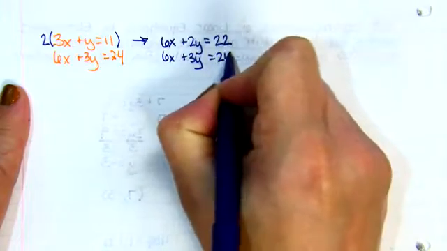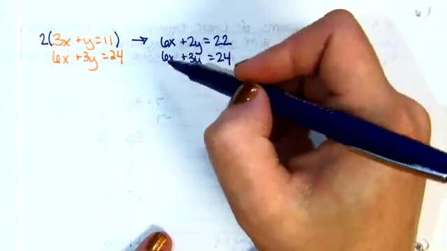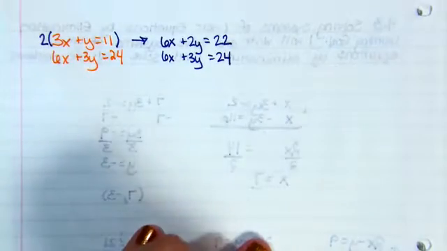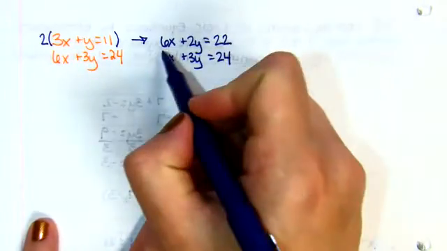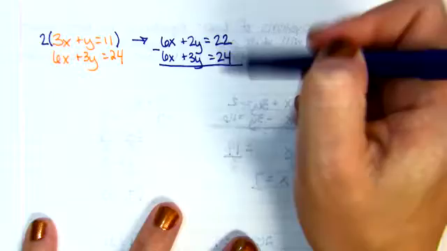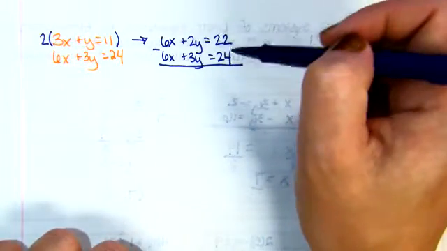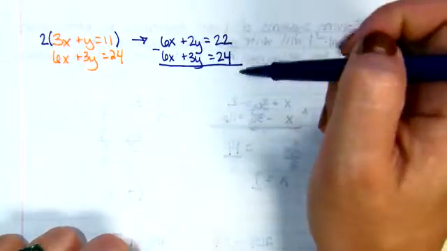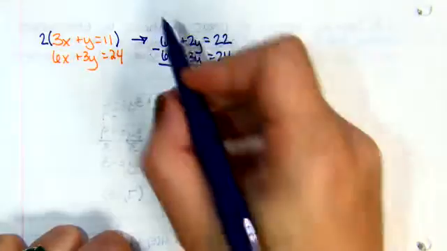And now I see that I have the same coefficient. In this case, these are not opposites, they're the same. So what I'm going to have to do is subtract the second equation from the first. When I do this, I want to be super careful with my signs. Everything here is positive, so it shouldn't be too bad. But you may have other situations where you have negative numbers. Remember, subtracting a negative is actually adding. You want to be really careful about that.